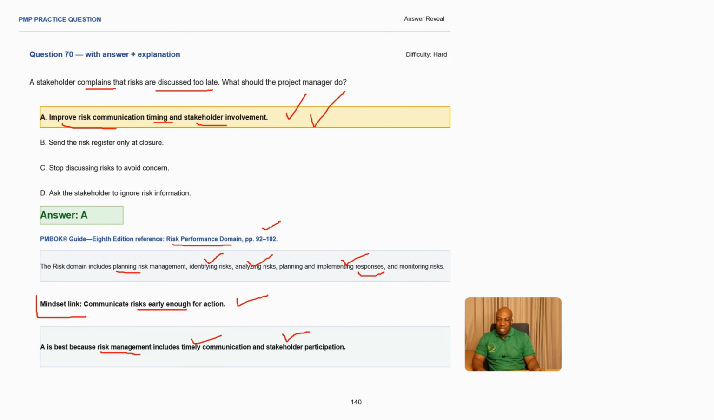So in this particular scenario, the difficulty level is actually very hard. It's very important to understand that if there's a stakeholder who is complaining that risks are being discussed too late, it's best for you to improve the risk communication and timing and also stakeholder involvement so that the stakeholder can also be involved in some of these discussions when it comes to risk communication. And that is also under the risk performance domain, making A the best answer in this scenario.